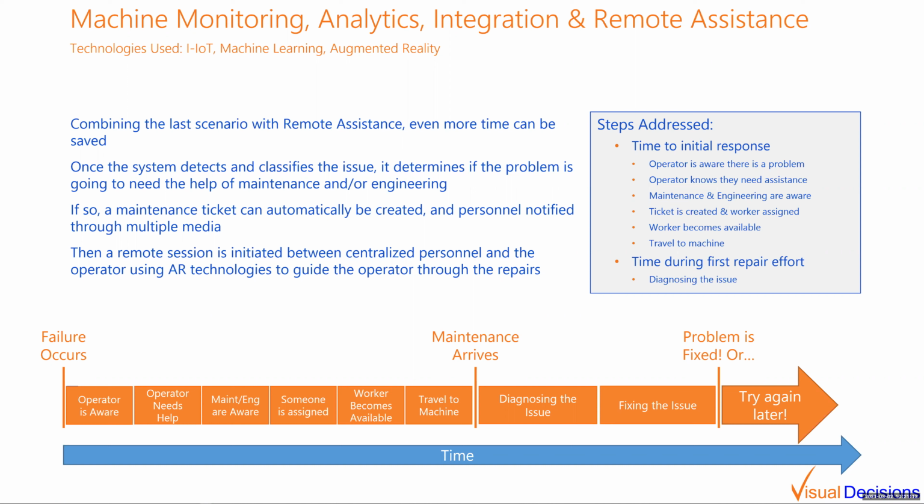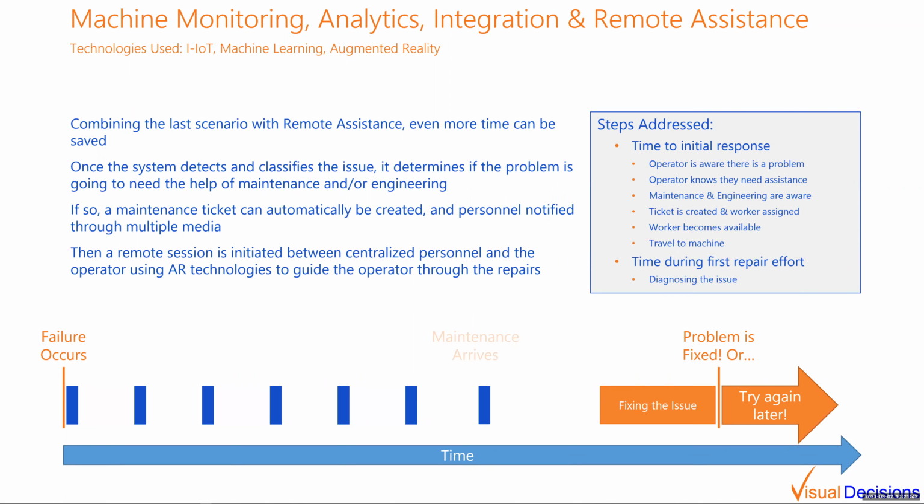where the operator is able to show maintenance what it is that they're working on with the machine. That remote expert is able to guide them through the different steps they have to take, and instead of waiting for somebody to become available and travel out to the machine, they can make the simple repair themselves and really eliminate a lot of that time, where you don't even have to wait for somebody to be assigned and get out to the machine. You can just fix the issue and get the machine running again.